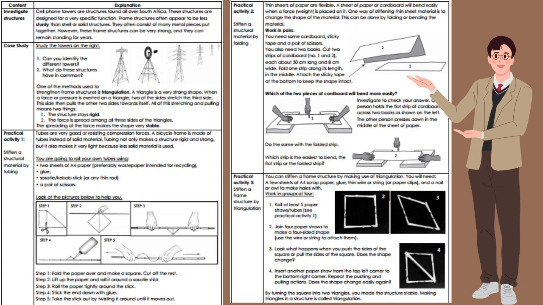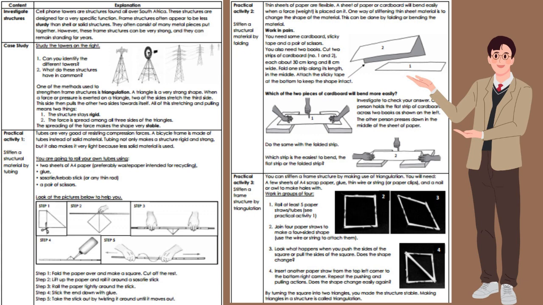Step 1. Fold the paper over and make a square. Cut off the rest. Step 2. Lift up the paper and roll it around a sosatie stick. Step 3. Roll the paper tightly around the stick. Step 4. Stick the end down with glue. Step 5. Take the stick out by twisting it around until it moves out.